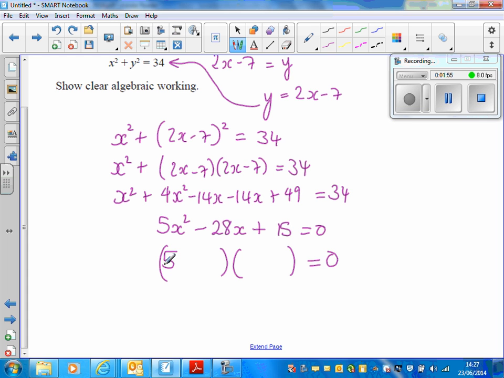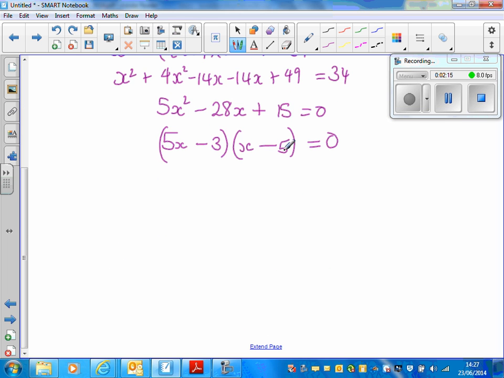Okay, I'm going to start here with 5x and here with x, and I know that I need to make 15 from these two numbers multiplied together. Let's put 3 there and 5 there. So we've got 25x from those two, 3x from those two. So if we put a minus sign there and a minus sign there, I get my minus 28x. Okay, so two possible values of x here, and for each of those possible values of x, we need to find the corresponding value of y.